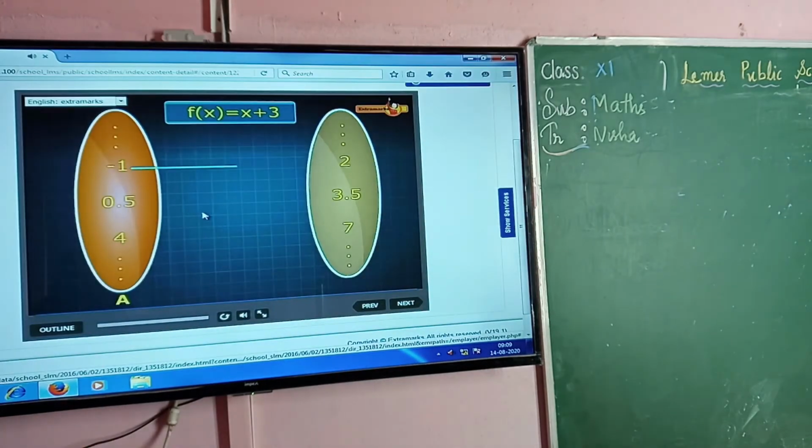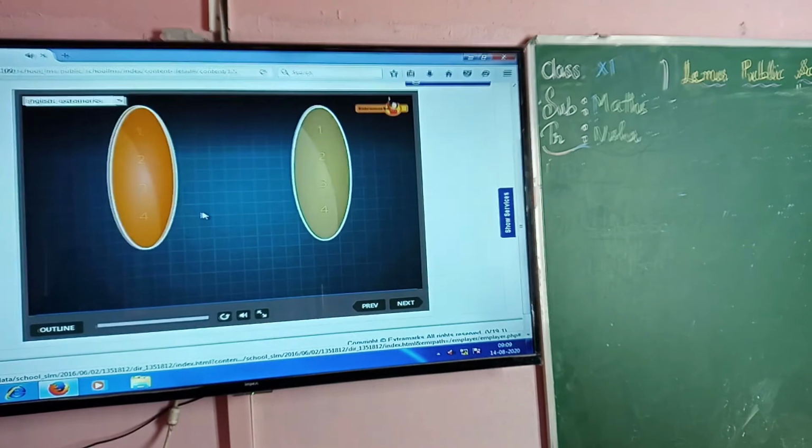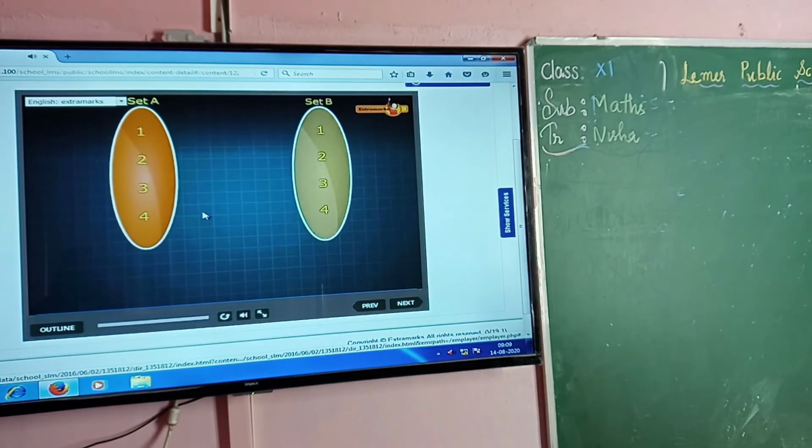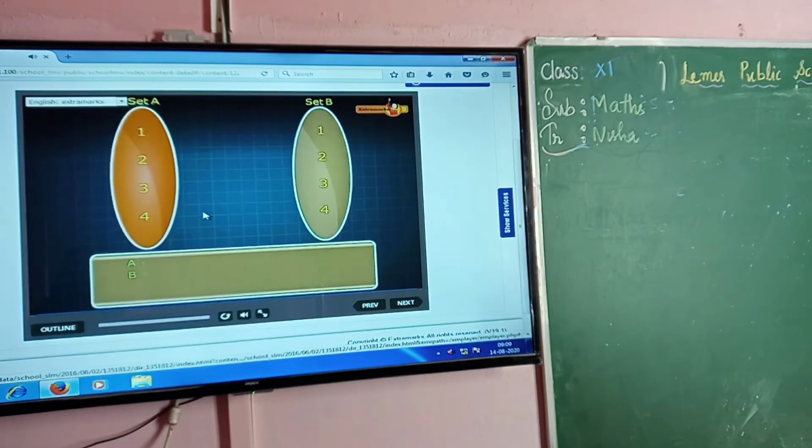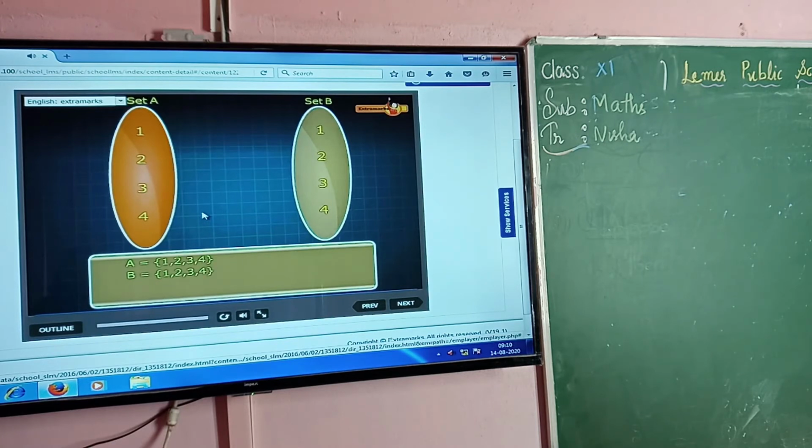We can represent a function by the mapping between two ovals as shown. Here, the function f is from R to R. Consider a set A and set B, both having elements 1, 2, 3, 4. Let us define a relation from set A to set B as y is equal to x plus 1. Is this relation a function? Let us draw an arrow diagram to show this relation.